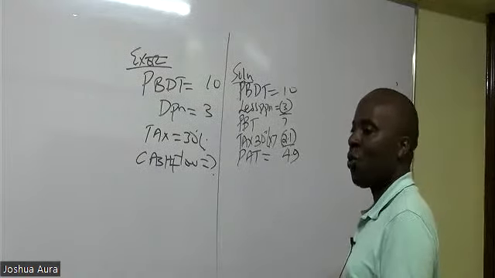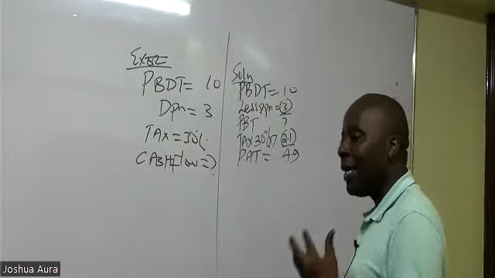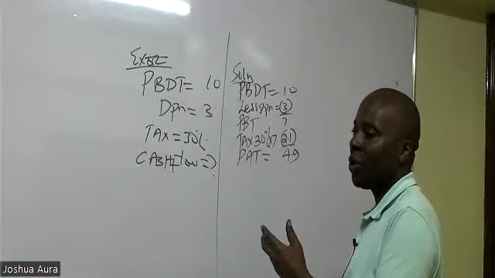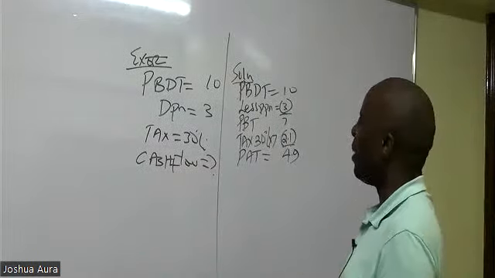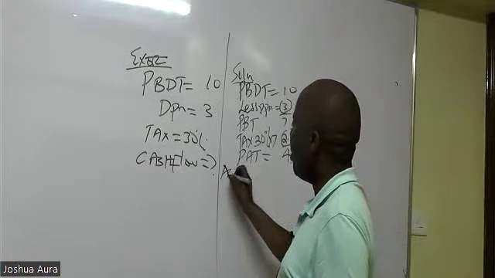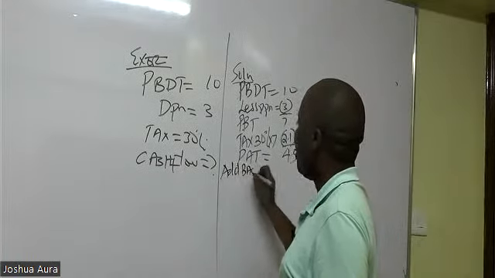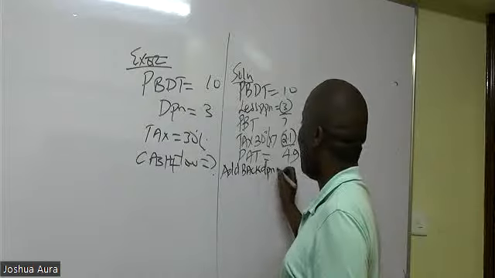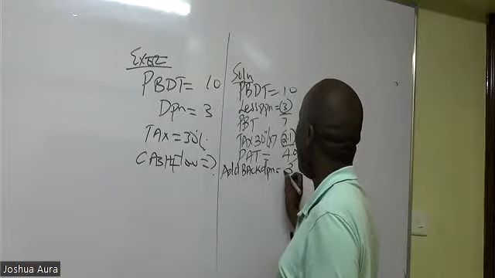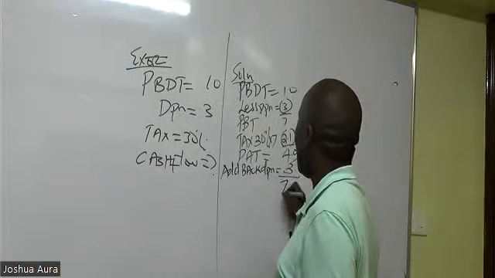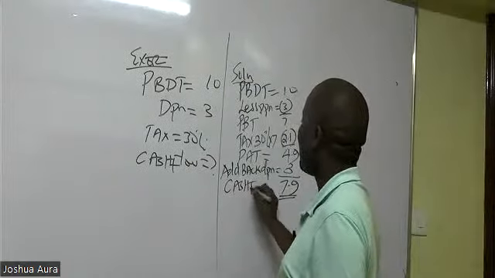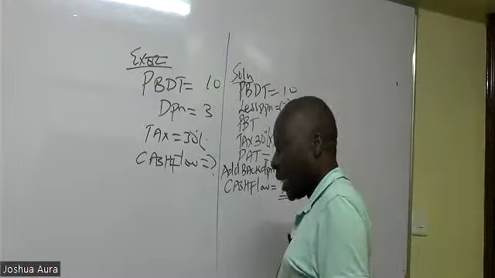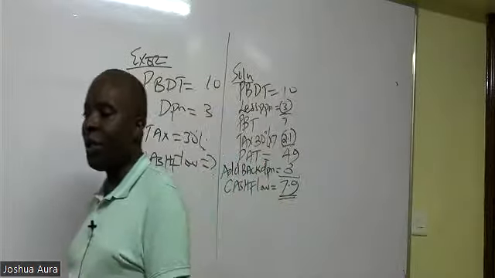Once I get profit after tax, I need to change this straight away to cash flow. And how do I do this? I'll come and add back depreciation of 3. So 4.9 plus 3 gives me 7.9, which is our cash flow. So our cash flow per annum will be 7.9.